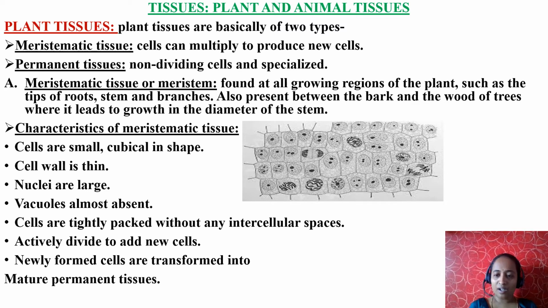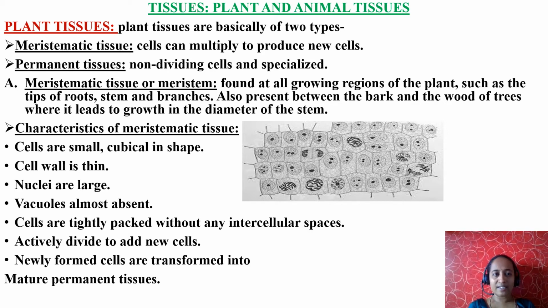Let us see what tissues are. As I told you, tissues are groups of cells which perform the same function. Here the group of cells are either similar or dissimilar in nature. Let's see plant tissues first. Plant tissues are basically classified into two types: one is meristematic tissue, another one is permanent tissue.